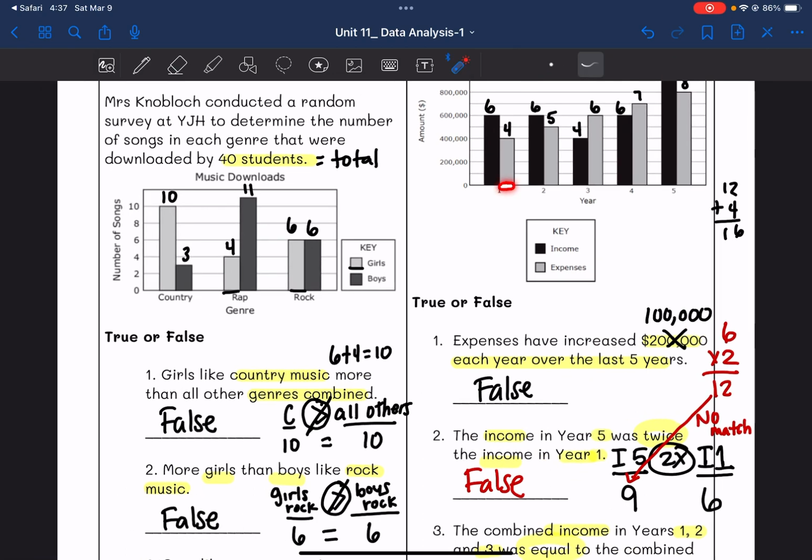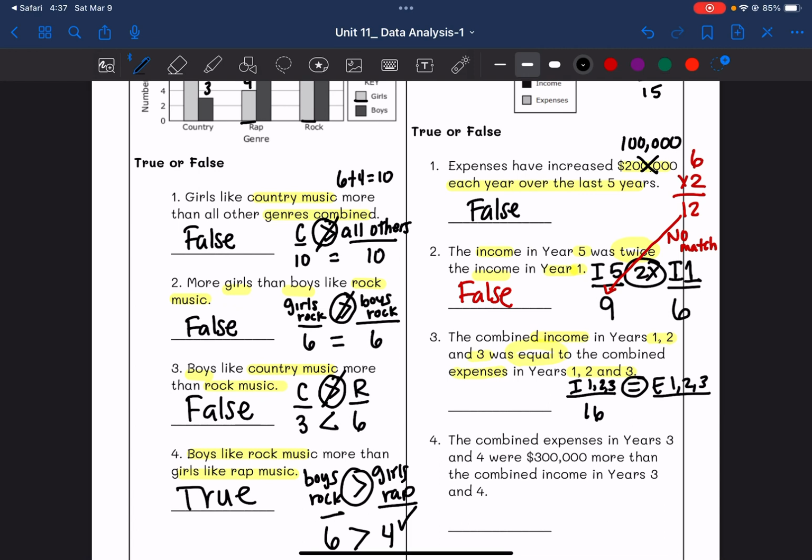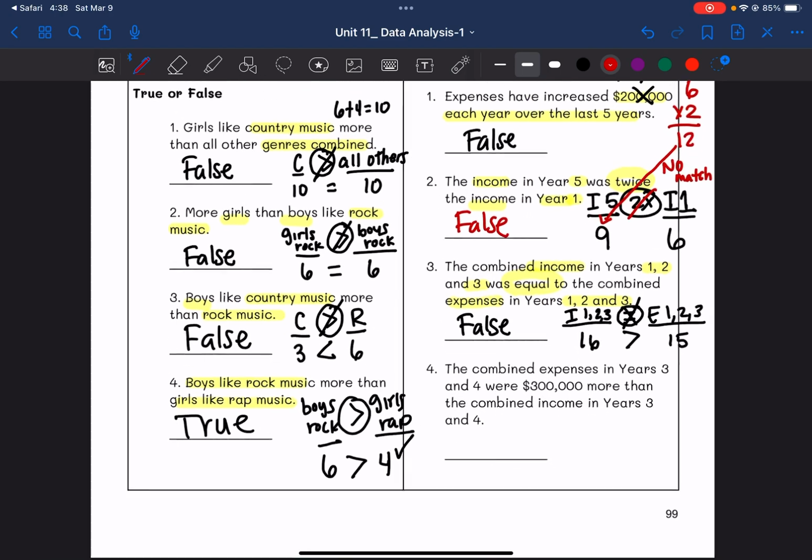So years 1 and year 2 is 4 plus 5. That would be 9. And then 9 plus 6 is going to be 15. So over here, this would be 15. Now, 16 is not equal to 15. It is actually greater than. So this is false. Okay. I want to go back to number 2, and I want to cross 2x out because it's not a true statement, right? Okay, so here, let's look at number 4.